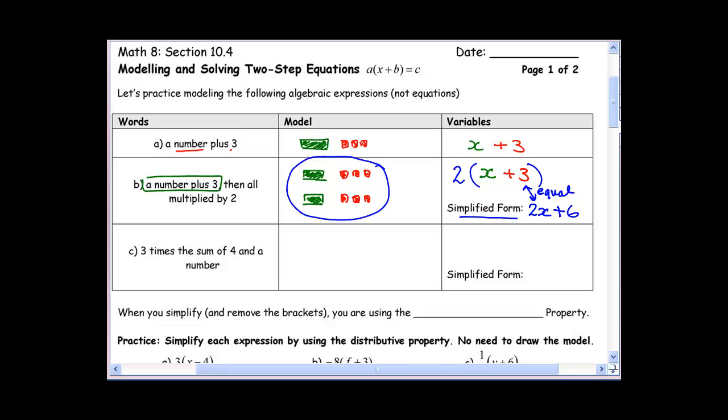Okay, you try C. 3 times the sum of 4 and a number. So how do we show 4 and a number? 1, 2, 3, 4, and a number. The big long rod. By the way, with variables, that would be 4 plus x. Now 3 times the sum of this, meaning I want 3 copies of what I've just written down or drawn. So here we go. Let's do 3 copies. Here's my second copy. Here's my third copy.